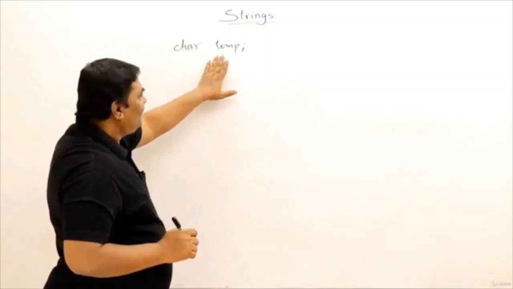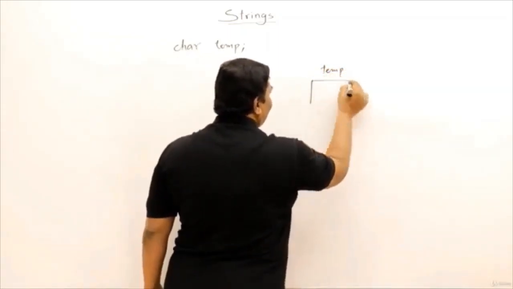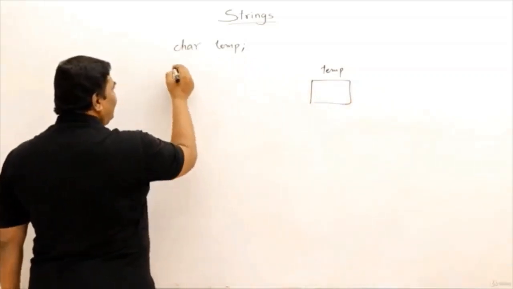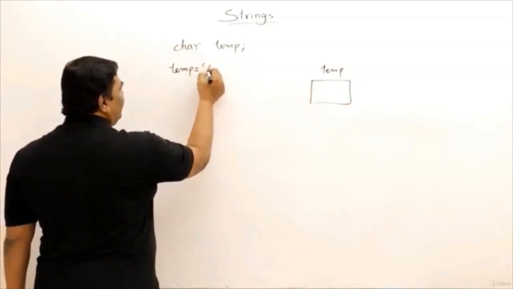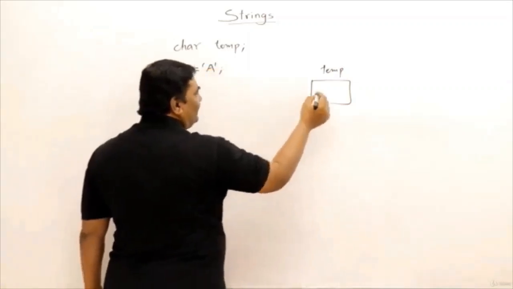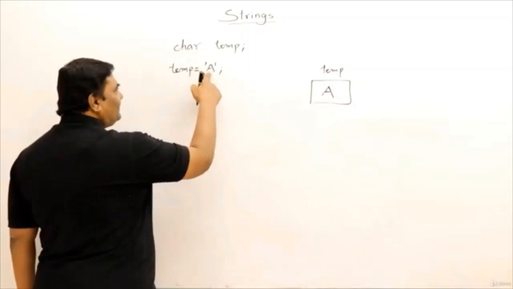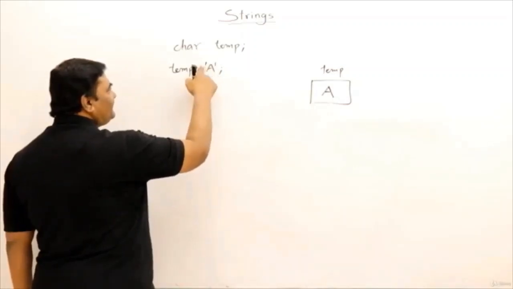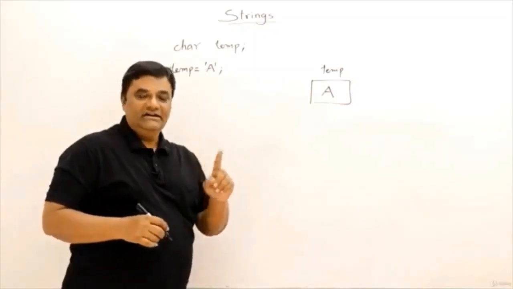Then what is the data present here? There is nothing present here. So temp is just 1 byte. If I want to store something in it, I can initialize it with a character, let us say capital A. So A is stored here. For giving a character constant, it must be in single quotes, and we can give only a single alphabet.